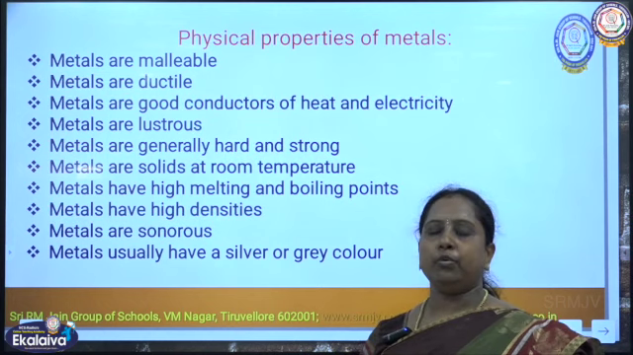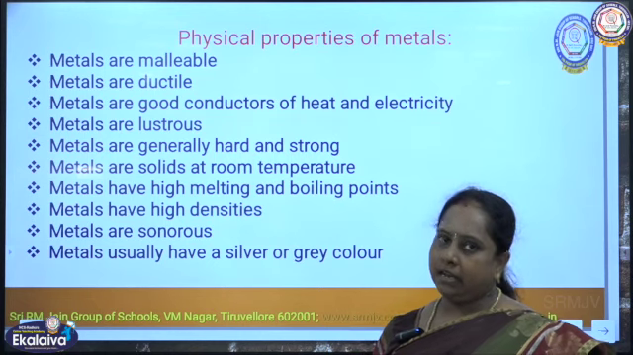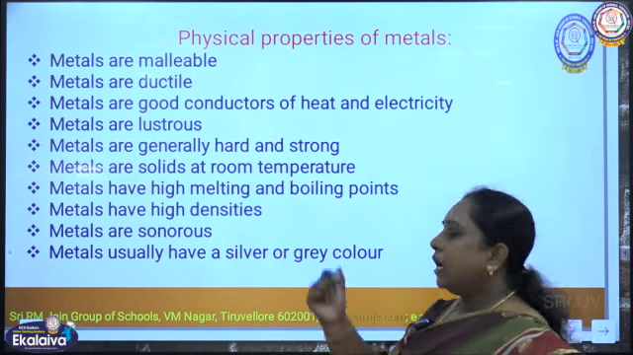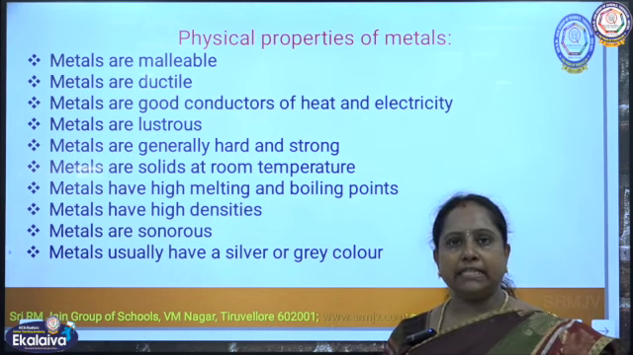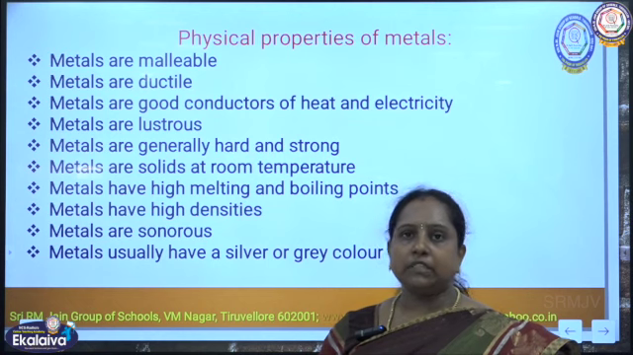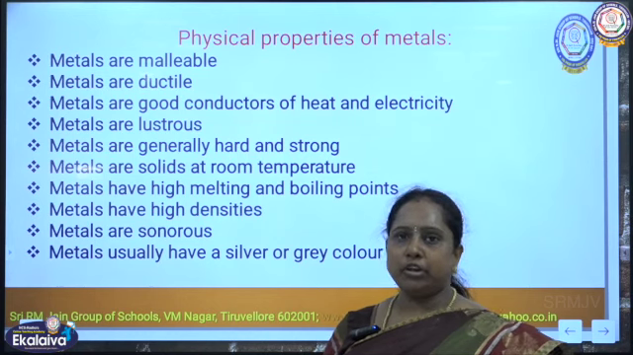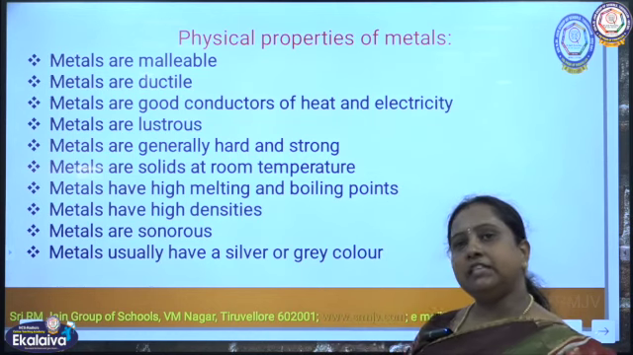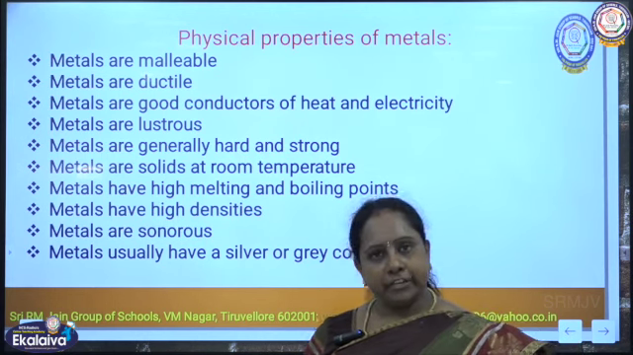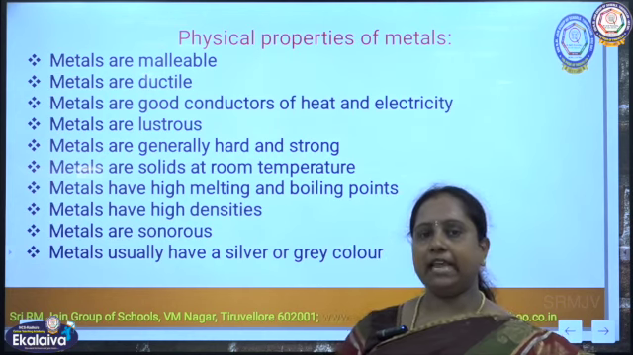Most of the metals are available in solid state, but some of the metals will be in liquid state, and they can be converted into vapor phase also by some chemical processes. As they are hard and strong, they have high melting and high boiling points. Metals are sonorous. That means whenever they are beaten or hammered, they produce a strong ringing sound. Metals usually have a silvery or grey color appearance, and some metals like gold have a bright yellow color.